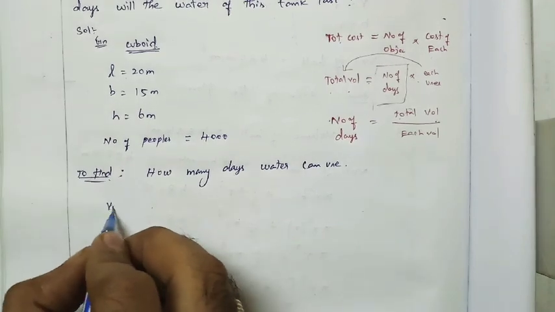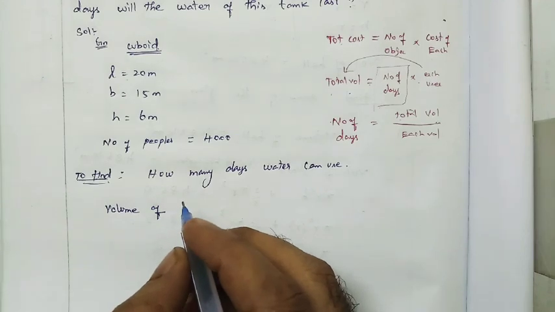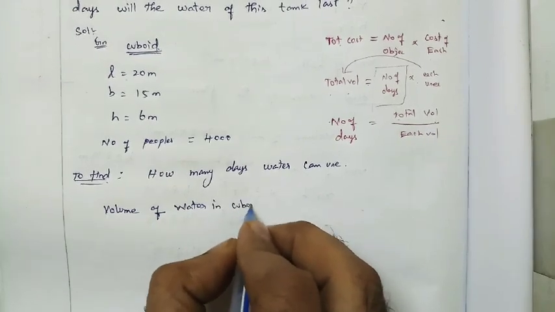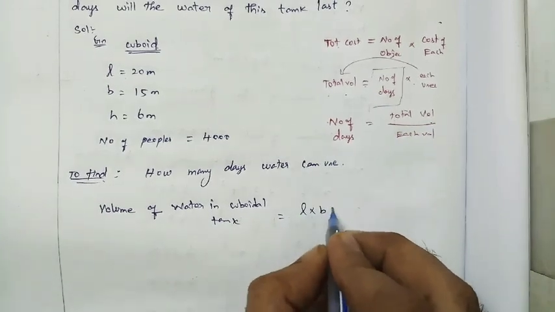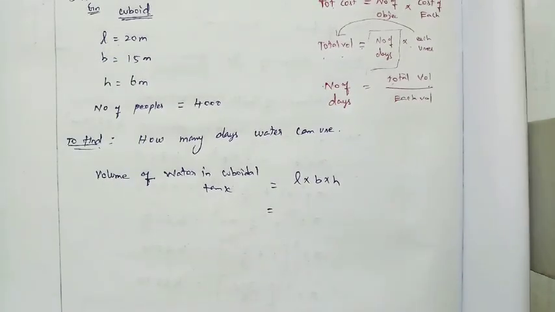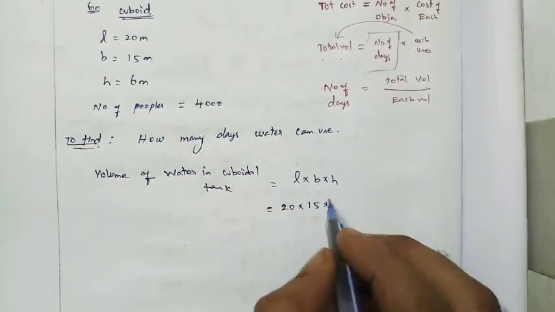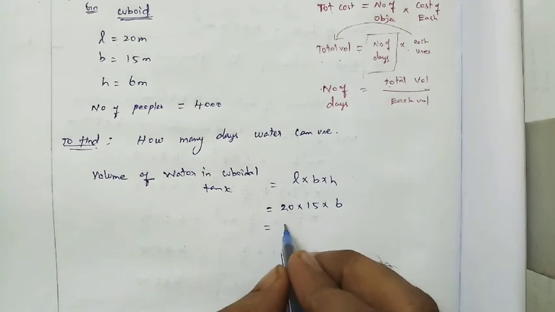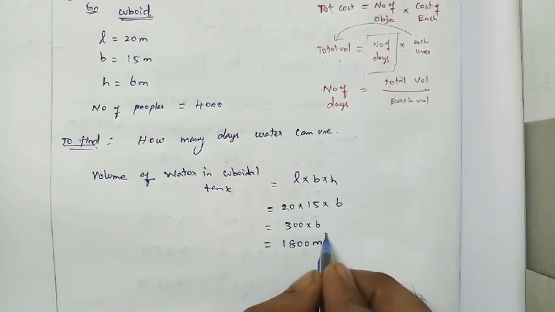First I am going to find the volume of water in the cuboidal tank. Cuboidal tank, or directly you can write it as tank, no problem. It is nothing but L into B into H. What is L? Length of the cuboid is 20 meter. So 20 into breadth 15 into height 6. Just multiply 20 into 15, 300. 300 into 6 is equal to 1800 meter cube, right?